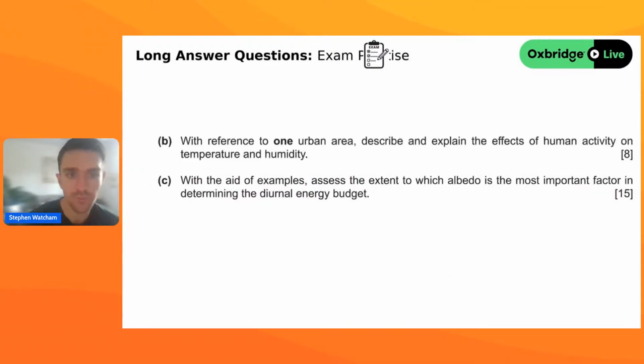Fantastic. So just to finish off, I have put in here a couple of long answer questions. These are ones that will come right at the end of the paper, and these are just a couple of examples of questions you might be asked in the exam to help guide where you should do your revision. So for example, with reference to one urban area, describe and explain the effects of human activity on temperature and humidity. That's what we've just been talking about right at the end there. With the aid of examples, assess the extent to which albedo is the most important factor in determining the diurnal energy budget.